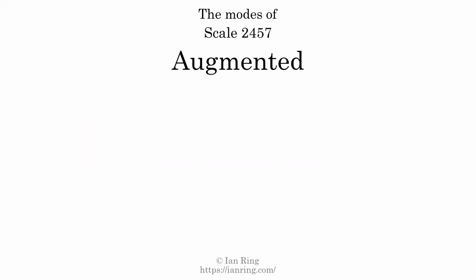This scale has 2 modes. The first mode is itself. The second mode is scale 819, also known as augmented inverse. It sounds like this.